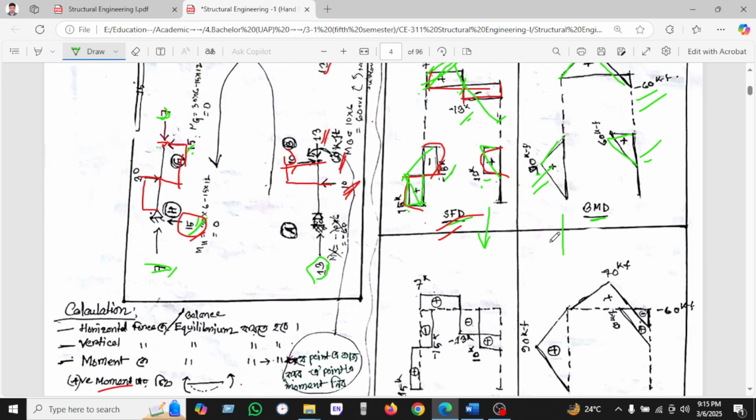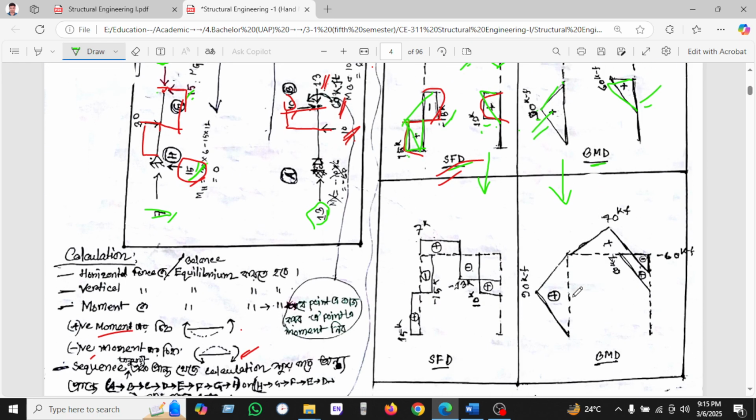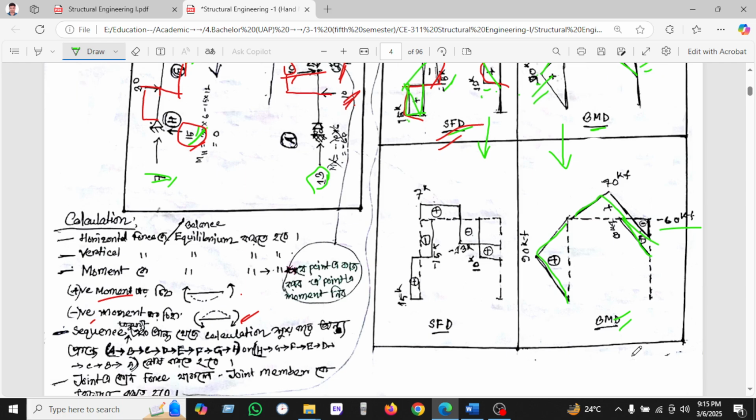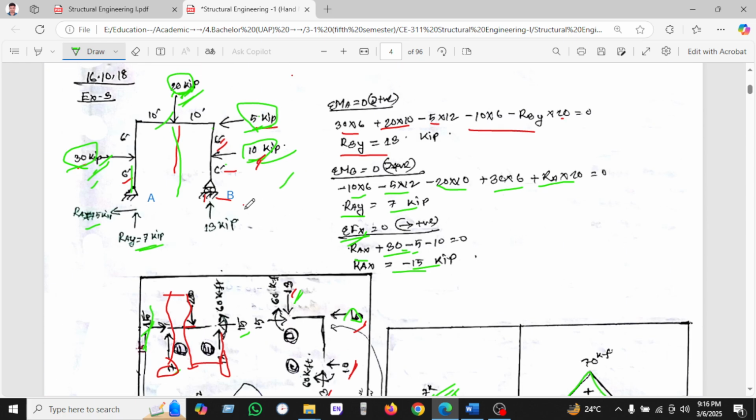So we are redrawing the BMD here for clearer understanding. This is the 90, and it goes to 0, and this is the 70, and it goes to minus 60, and this is the 60, and this will be our final BMD diagram. So that is how we complete the SFD and BMD of this frame.